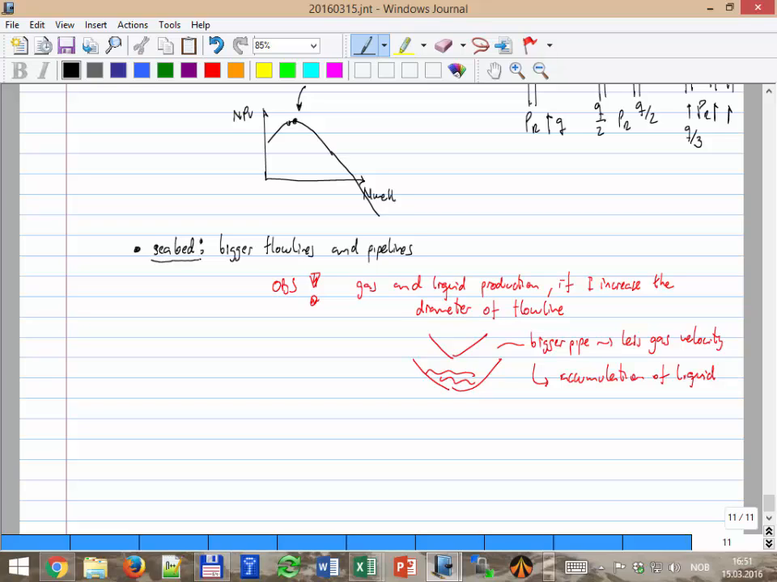The same for tubing, right? The same for the tubing. Every time you have gas with some liquid, be careful.